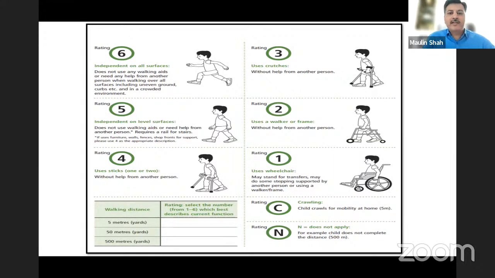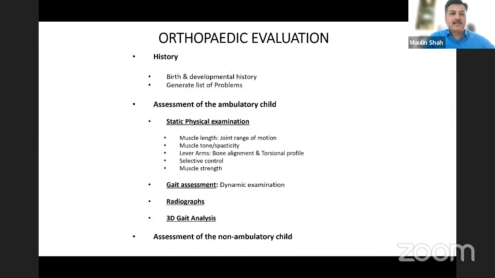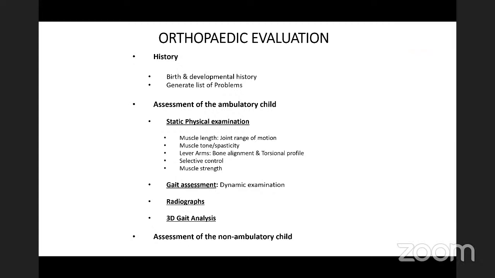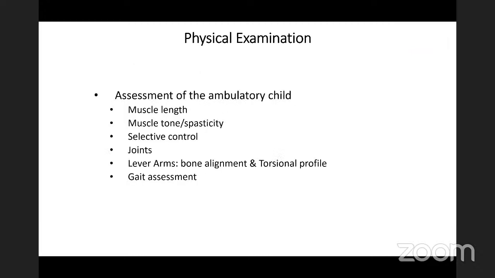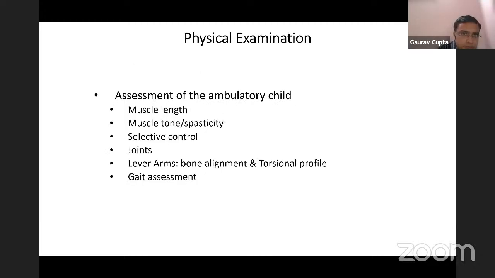Okay, let's move ahead with the examination part. So let us start with examination. Today we'll be talking about the static physical examination. This physical examination basically includes the orthopedic assessment. We are not talking about the neurological examination. Here, in an ambulatory child, we assess the muscle length, muscle tone, selective motor control, joints, and lever arm assessment.